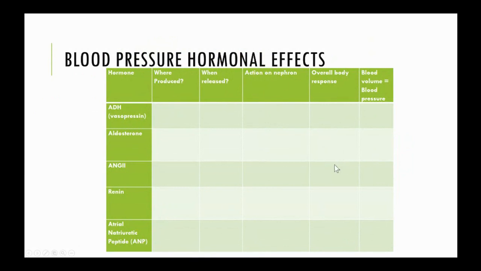So what I want you guys to do is take a look at this blood pressure, our hormonal effects, and see if you can fill in this chart. So ADH, aldosterone, ANG2, renin, and atrial natriuretic peptide. So first, where is it produced? When does it get released? What does it do to the nephron? What's it going to do to our overall body response, our blood volume, and our blood pressure? So pause here and see if you can do that before you move on.